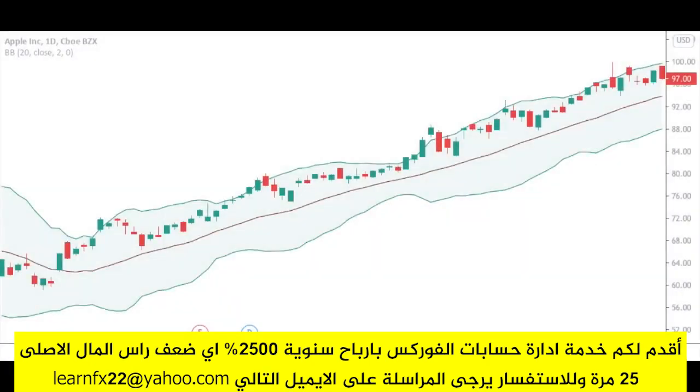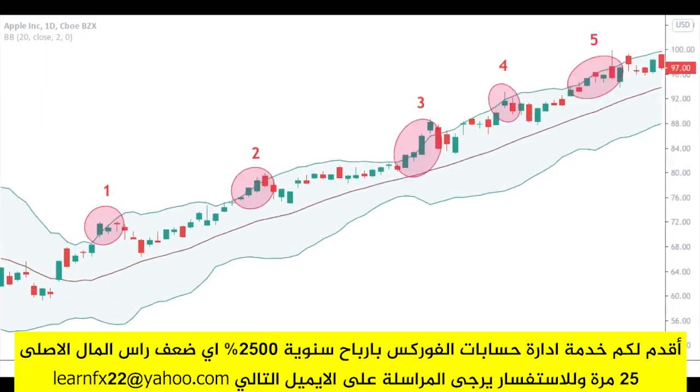Let's look at this example. It is a daily chart of Apple, and even a new trader can identify the strong trend. If your strategy is to go long whenever the price is oversold and to go short whenever the price is overbought, you will need to open 5 short trades in a row in this example.